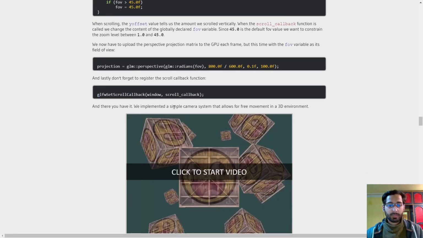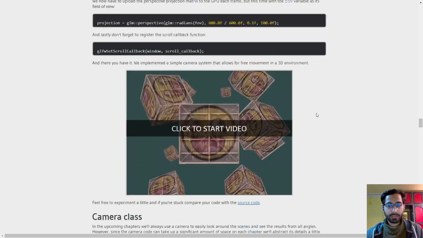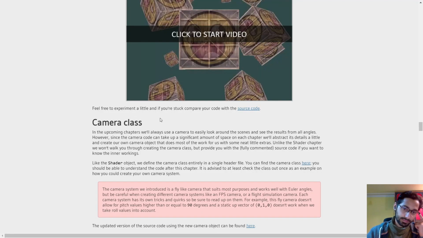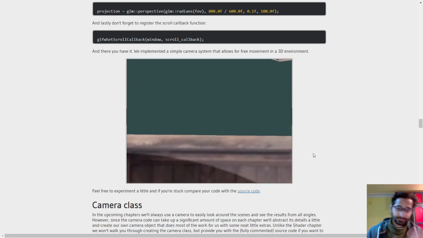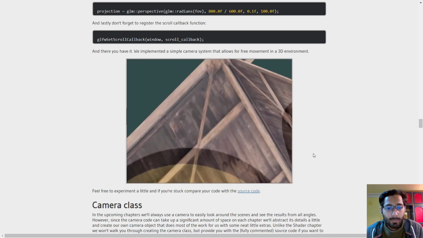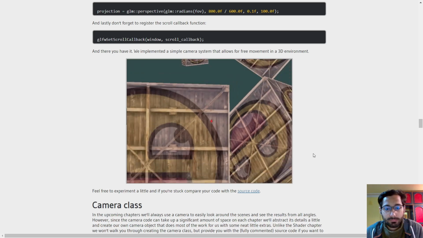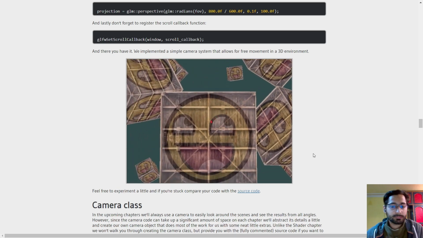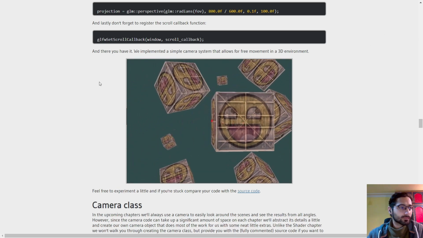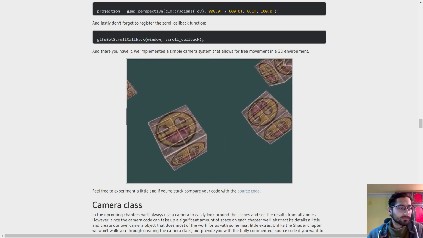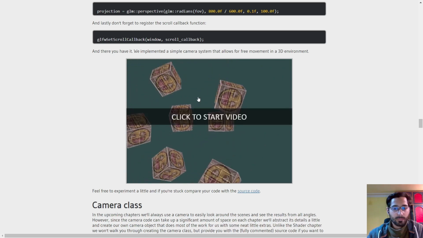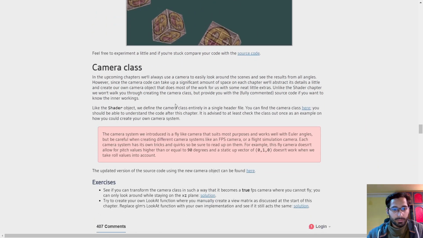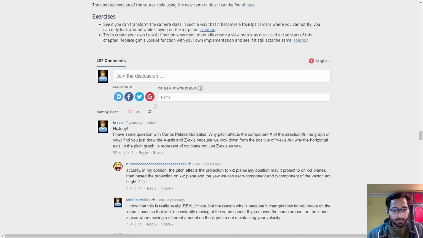And there you have it. We implemented a simple camera system that allows for free movement in the 3D environment. Feel free to experiment a little, and if you're stuck, check out the code. Okay, so we're gonna divide it up into a camera class.